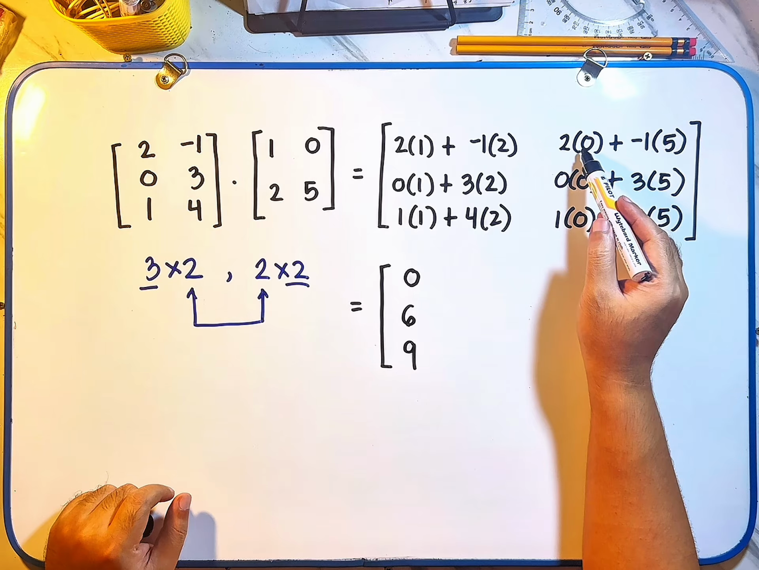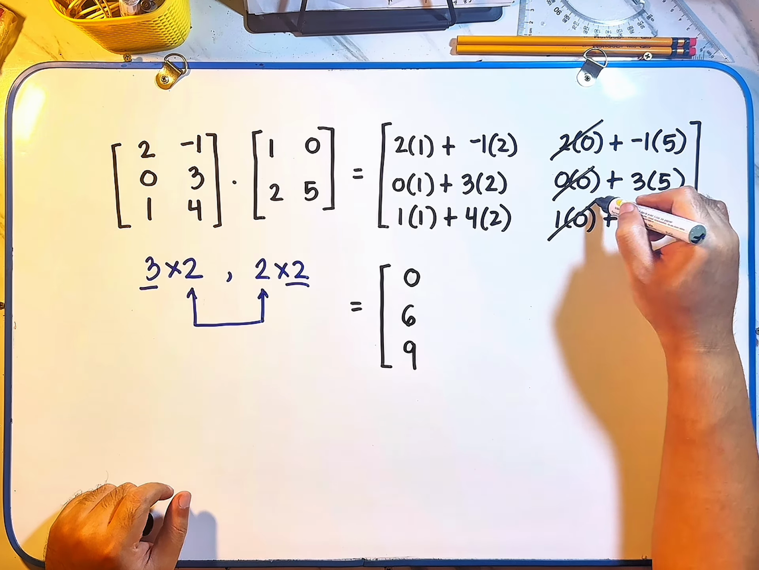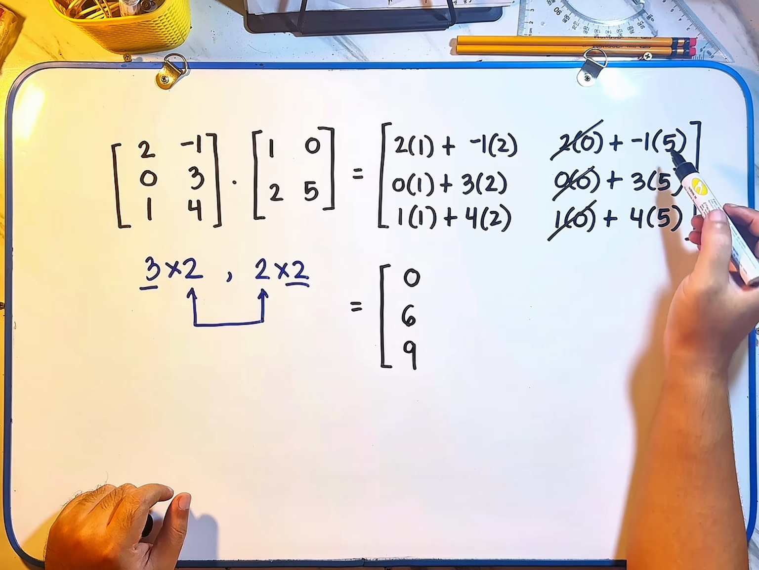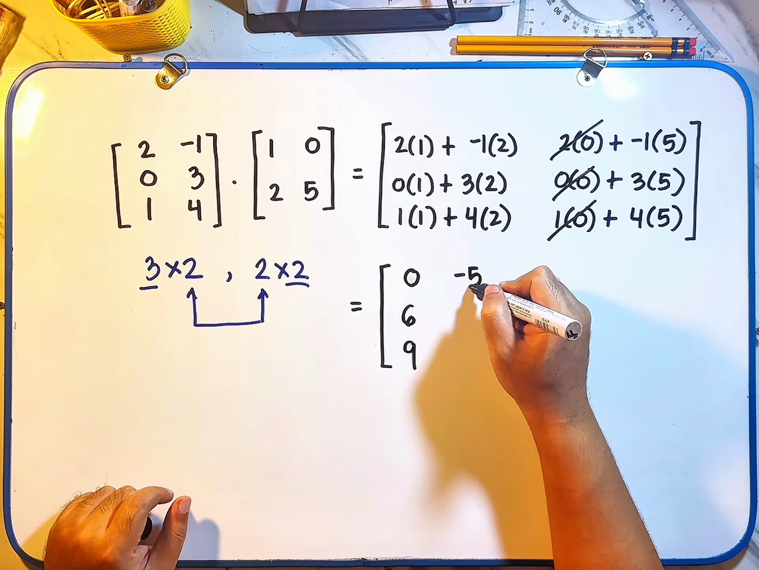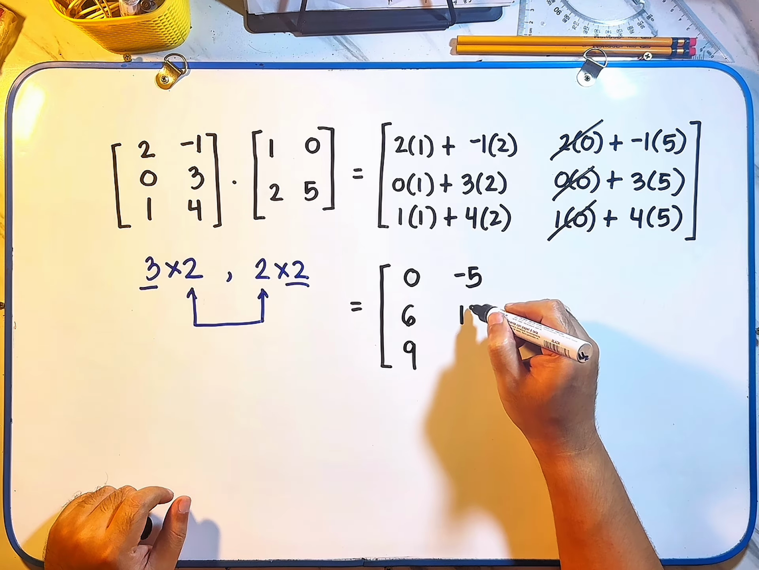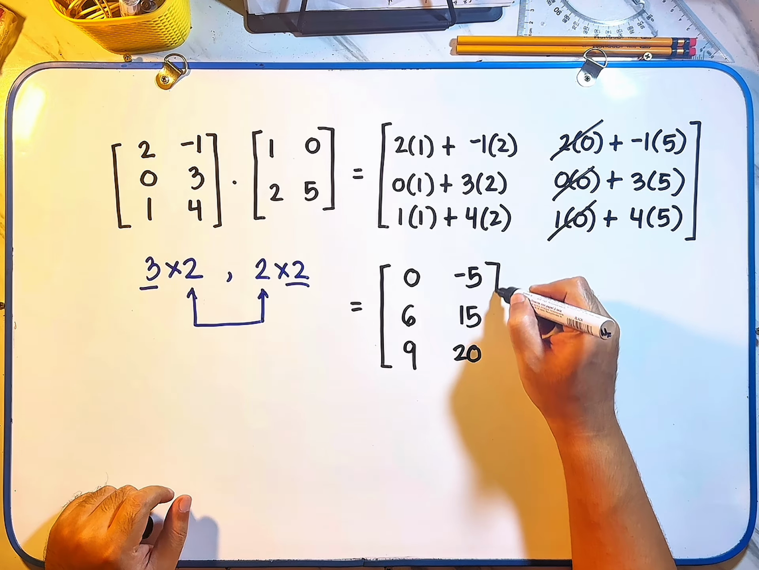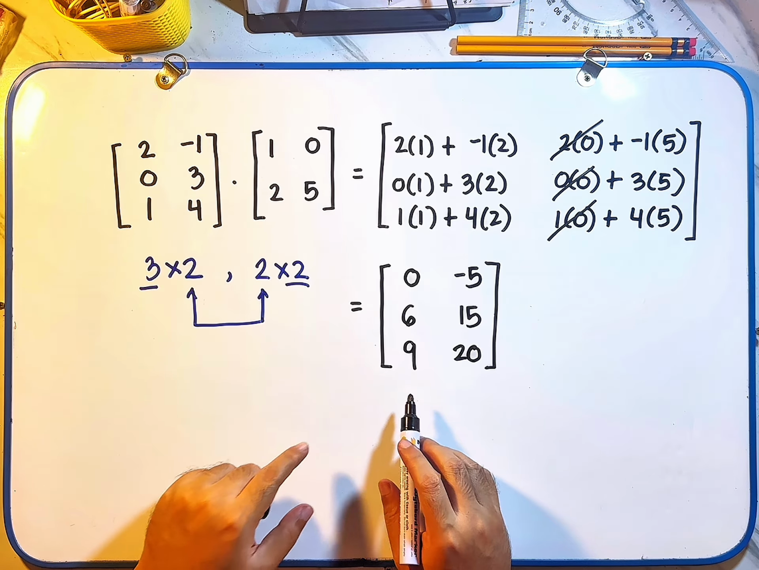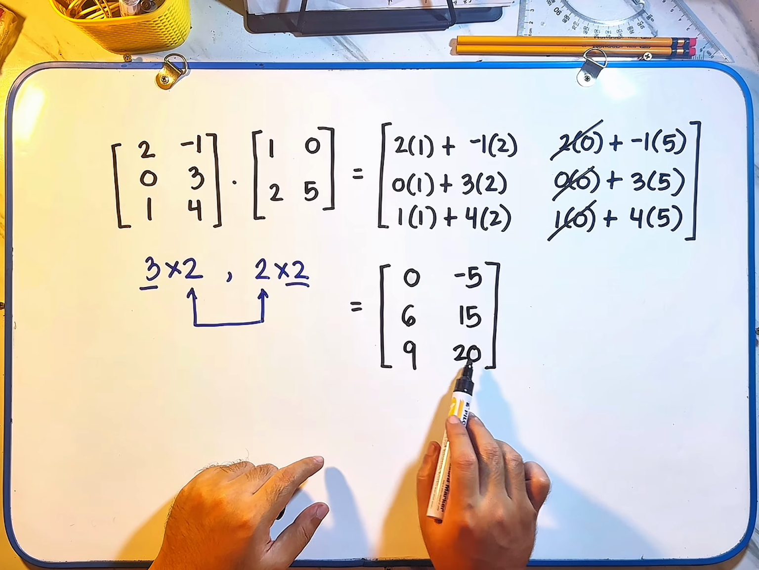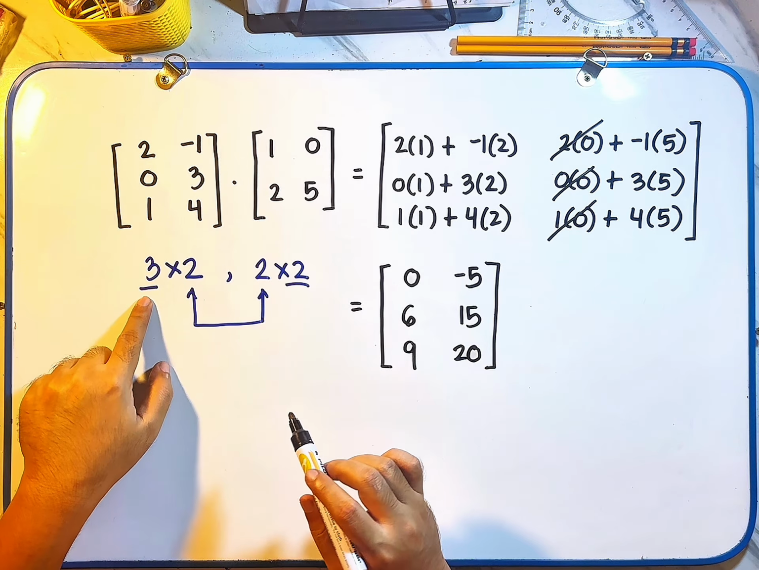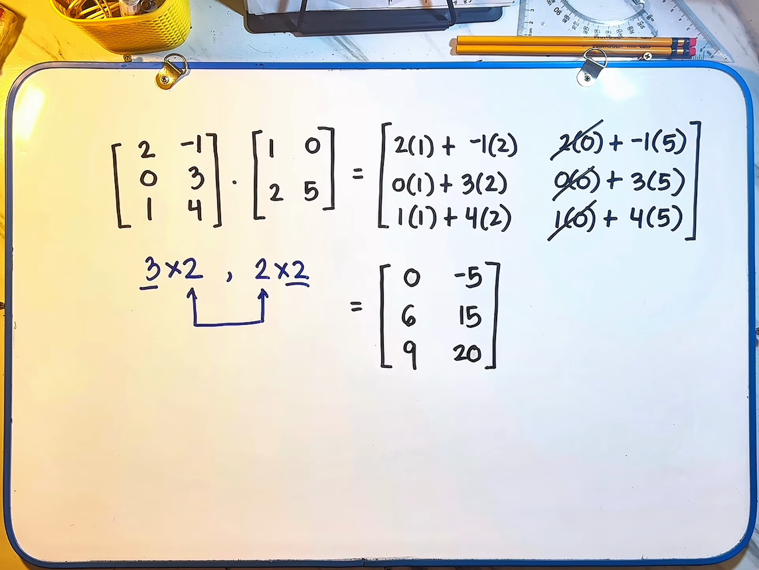Next, these are all zeros. Okay? Negative 1 times 5 is negative 5. 3 times 5 is 15. 4 times 5 is 20. And as we can see, we have 3 rows and 2 columns. So this is the answer.